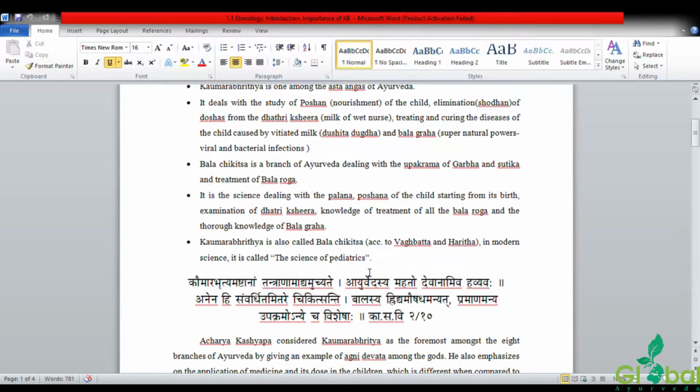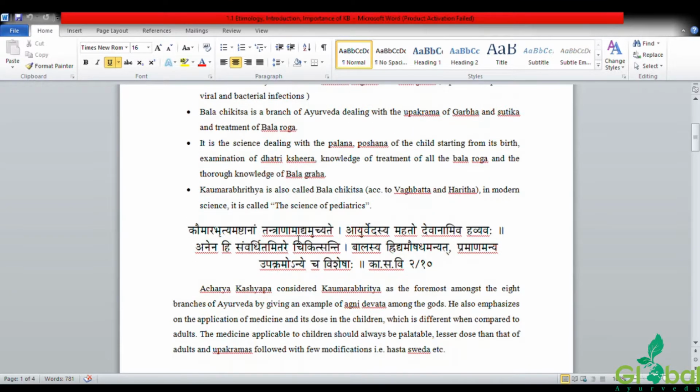So pediatrics is a branch which deals with the caring and nourishment of the child, and also the diseases and the treatment pertaining to the childhood from the neonate to the adolescence. So the same definition holds good even in the modern world of pediatrics also.